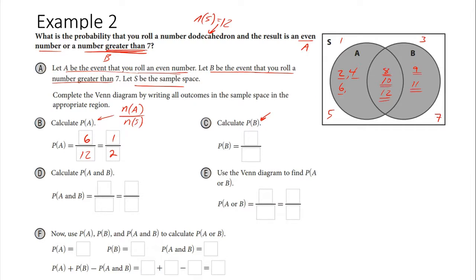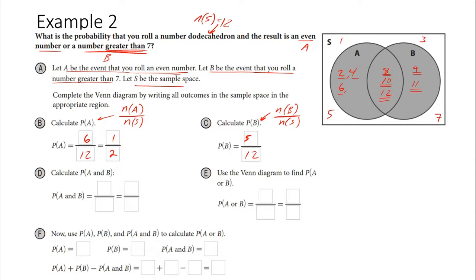And look at that, I got 5 of them. All right, so there are 5. Again, the number of elements in B divided by our sample set will give us the probability for B. So we have 5 out of 12. All right, so there's a 5 out of 12 chance that we will roll a number greater than 7. All right, here we go.